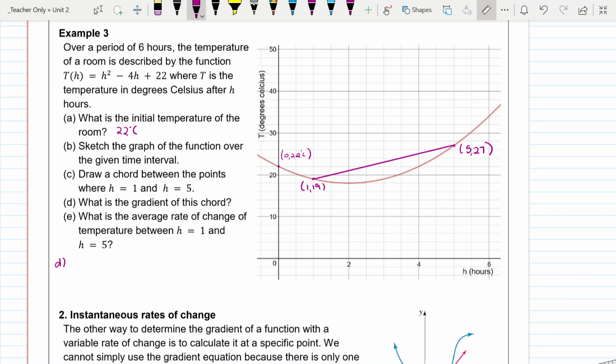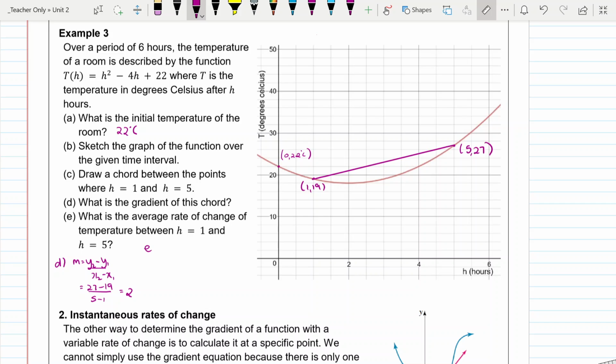Now the gradient of that chord, we're going to just do down here because there isn't a whole lot of space up there. So we've got that m is y2 take y1 over x2 take x1. And that's going to be 27 minus 19 over 5 take 1. And we have 2 degrees Celsius per hour. Or, let's look, the gradient is just 2. But the average rate of change of temperature between h equals 1 and h equals 5.